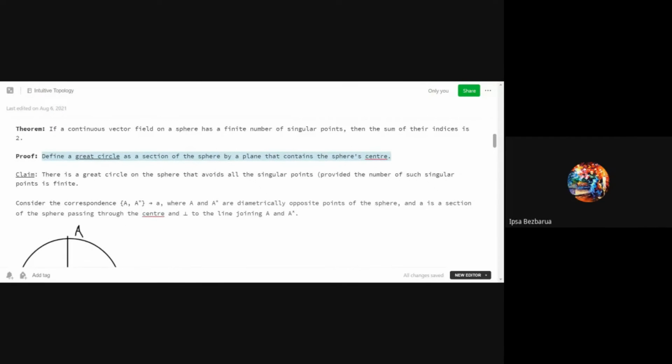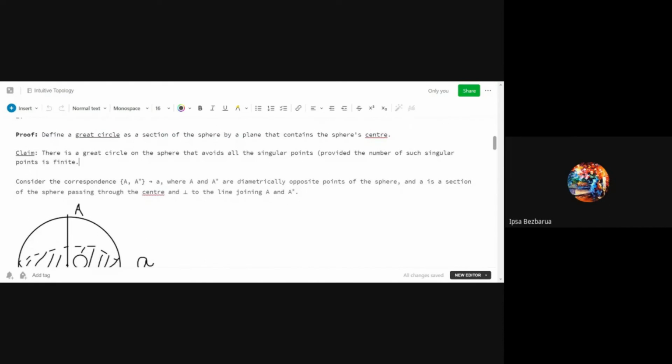So I claim that I can have a great circle on a sphere such that it avoids all the singular points, provided the number of such singular points is finite. And how do I do this? Intuitively, it's kind of clear, right? The number of singular points is finite, so I just choose a great circle that avoids them. But I'll prove this now.